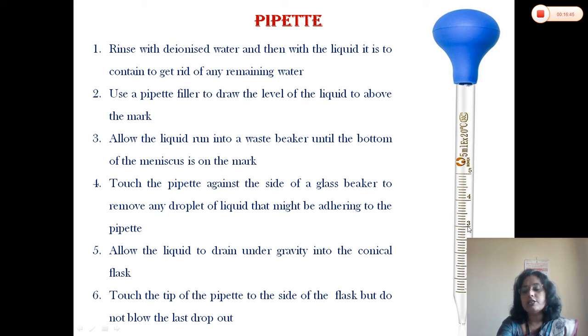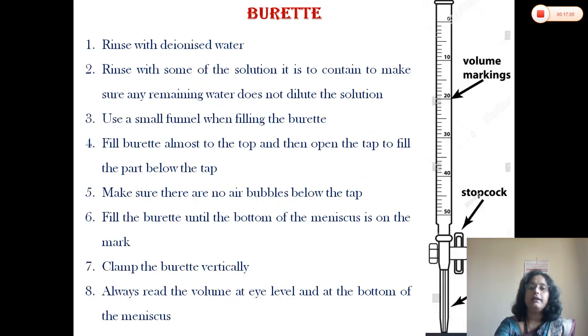When you reach this point, transfer this solution to your conical flask and keep in mind that you should allow the liquid to drain under gravity into the conical flask and do not blow the last drop out from the pipette. Okay, so this is the use of the pipette in a titration.